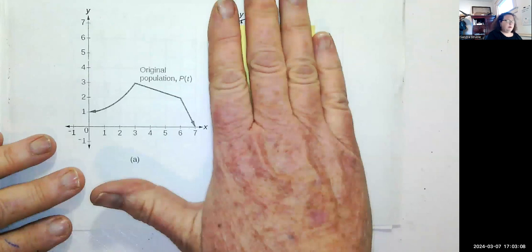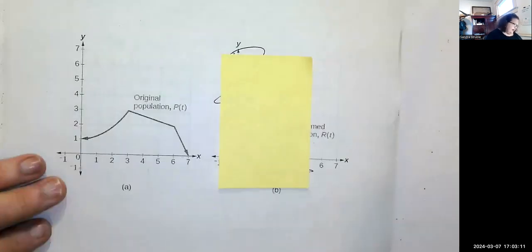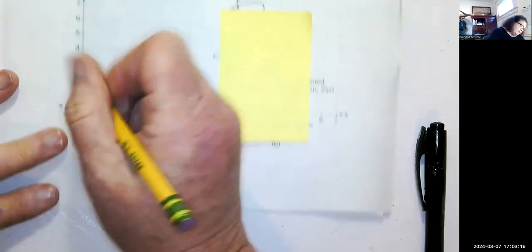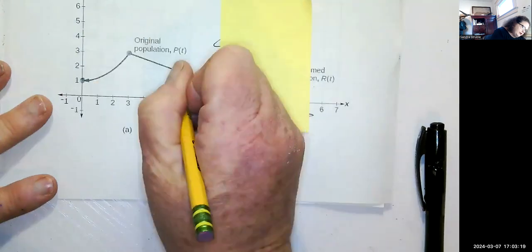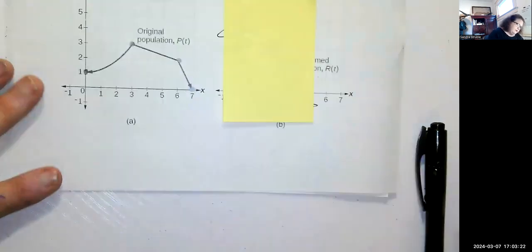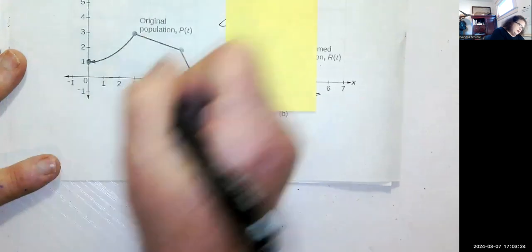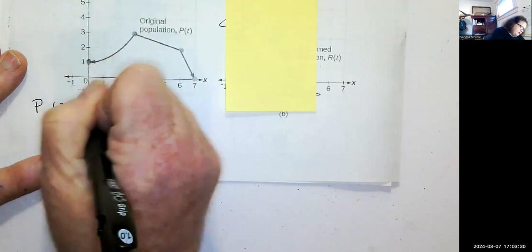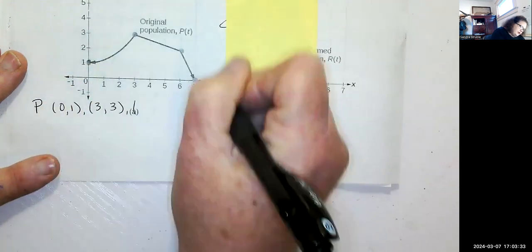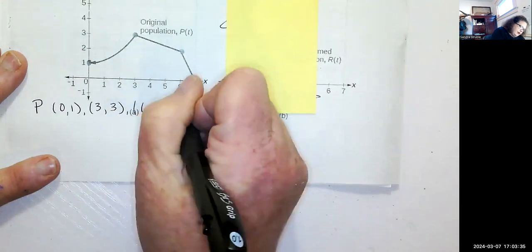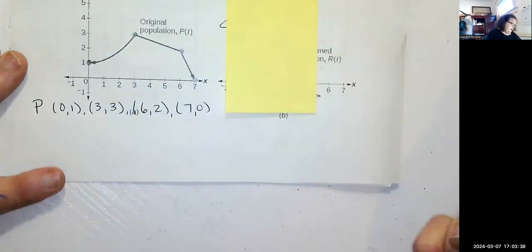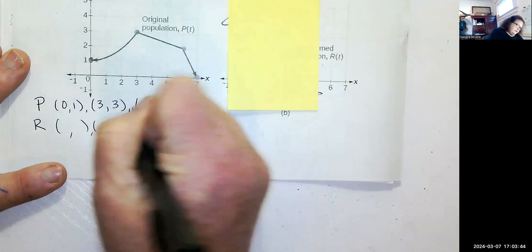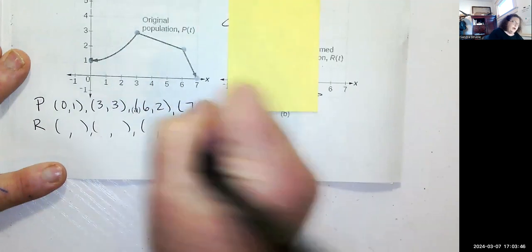So we're going to look at just the original population, and we're going to base things off of that. So I'm going to start with knowing what some points are. So I've got (0, 1), (3, 3), (6, 2), and (7, 0). Write those down. This is my P population. P is (0, 1), (3, 3), (6, 2), and (7, 0). All right, I'm going to have an R for the same.